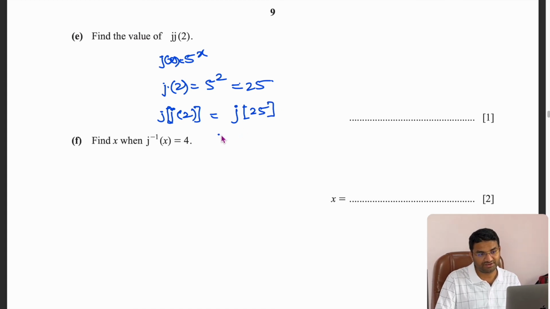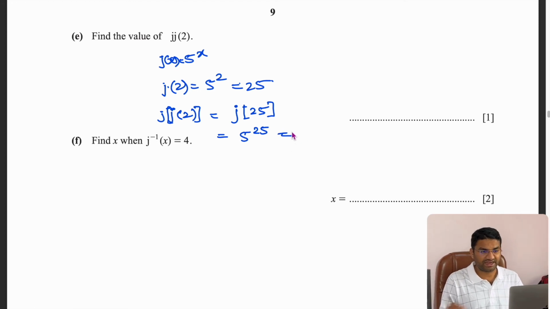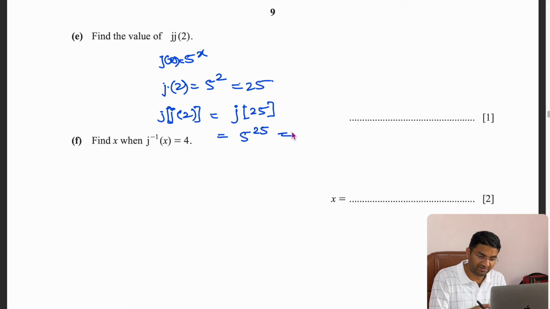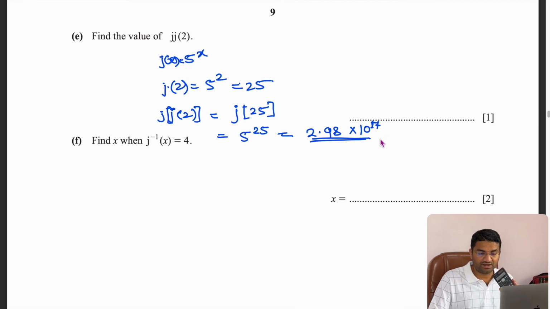j of 25 means 5 raised to 25, and you write it in standard form. Use a calculator, calculate 5 raised to 25, and you will get the answer on the calculator itself: 2.98 times 10 raised to 17, and that's the answer. Getting it? I hope you are also getting the same one, right?